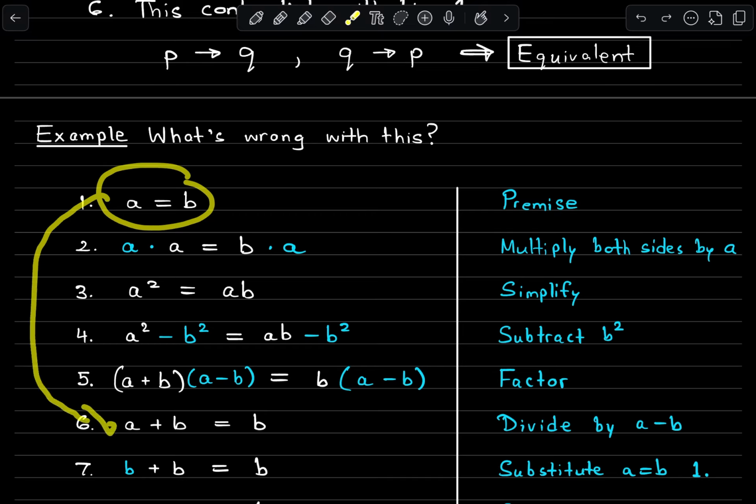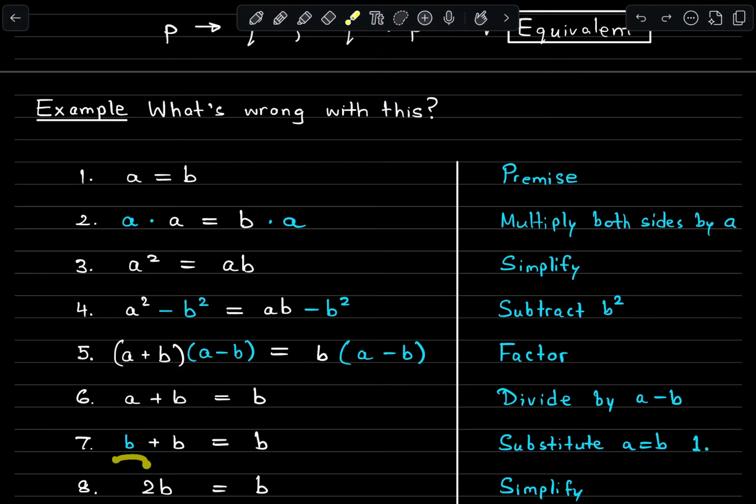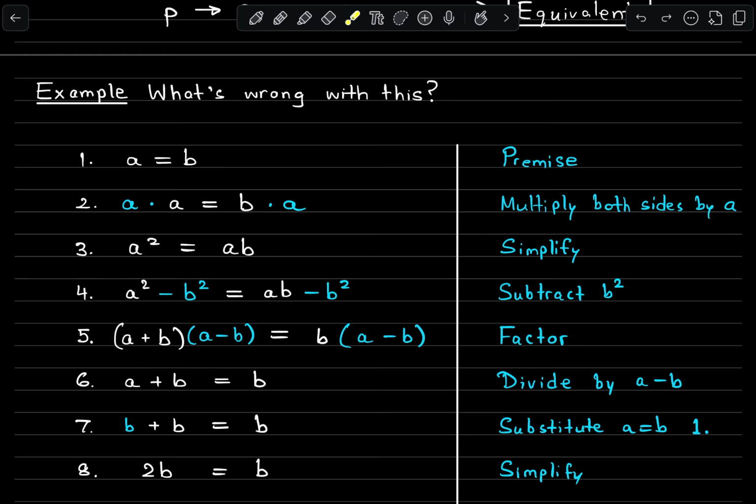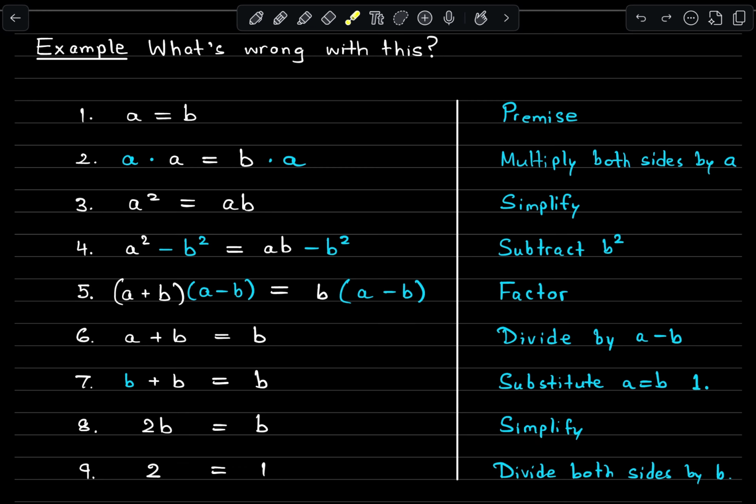Well, in line 1, A was equal to B. So we can replace that A with B. So we're going to get B plus B is equal to B, which simplifies to 2B is equal to B. Interesting. And then they said, well, let's just divide both sides by B. And therefore, 2 is equal to 1. Huh. Well, that's not true. It's just clearly something here went wrong.